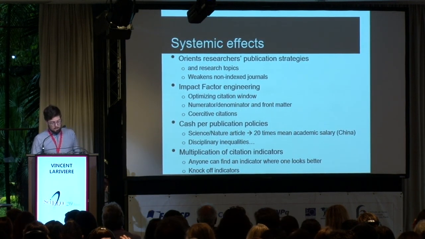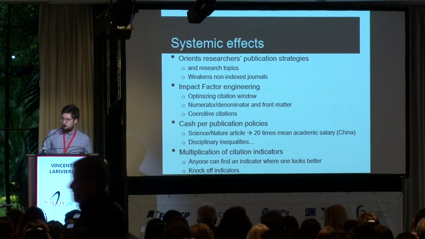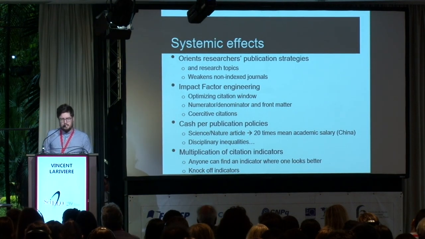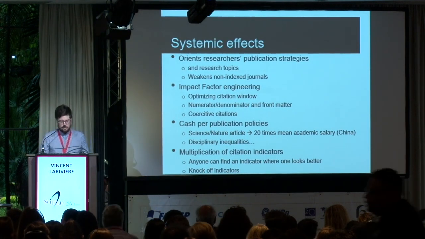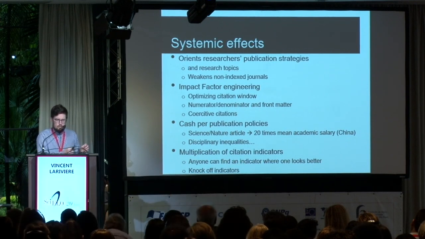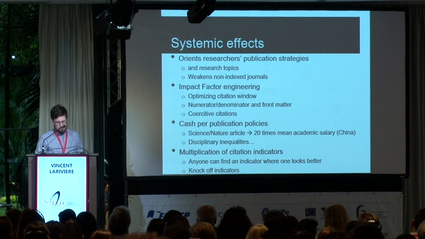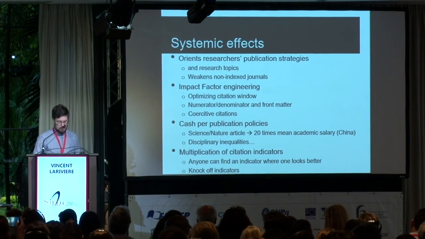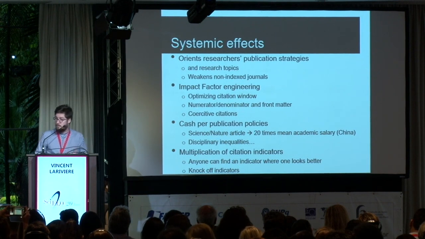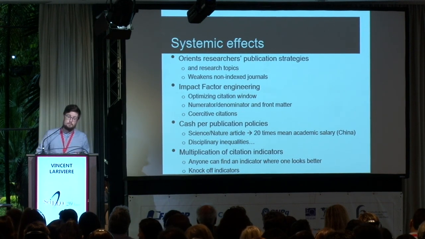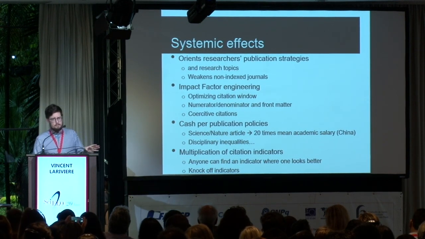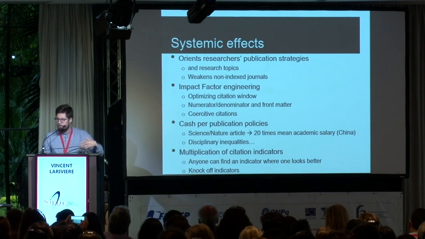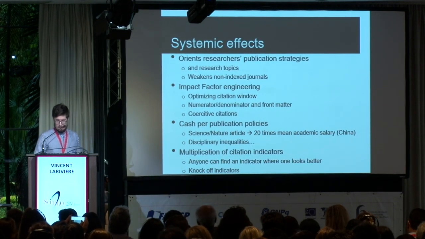We've also seen quite a lot of impact factor engineering, where basically editors and in some cases publishers are actually trying to optimize the citation window, publish the papers that are more likely to be cited at the beginning of the year, playing with the asymmetry between the numerator and denominator, and also, as you've probably seen, quite a few cases of coercive citations where editors have said, well, in order to be accepted, you need to cite these papers which are published in the same journals.